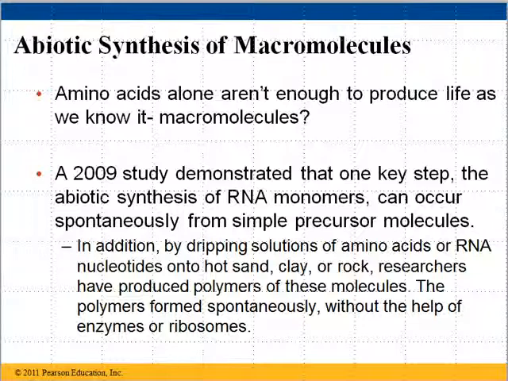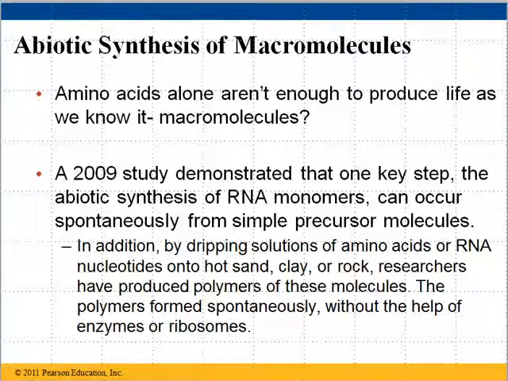Well, there was a 2009 study that demonstrated a key step where the abiotic synthesis of RNA monomers was created, and this occurred spontaneously from some simple precursor molecules, some simple building block molecules. So we found that in some cases in the lab we can show experiments where this can happen on its own, where these macromolecules form through a combination of some of the more simple precursor molecules.